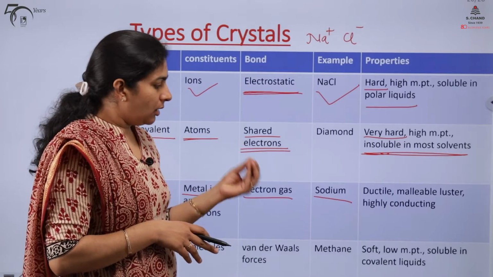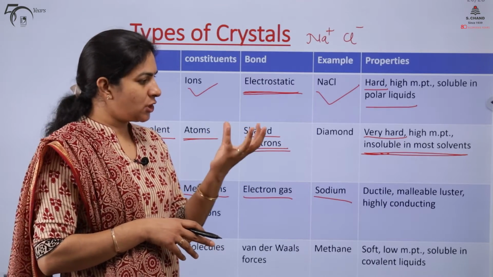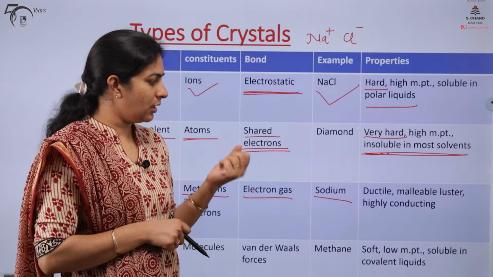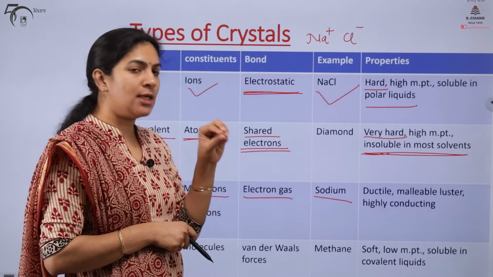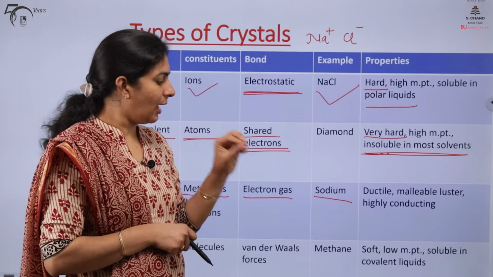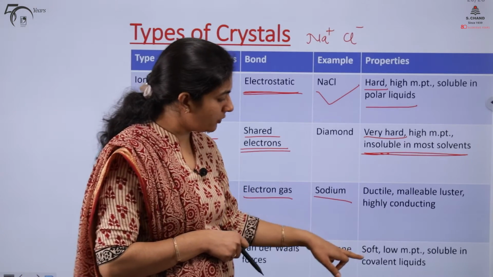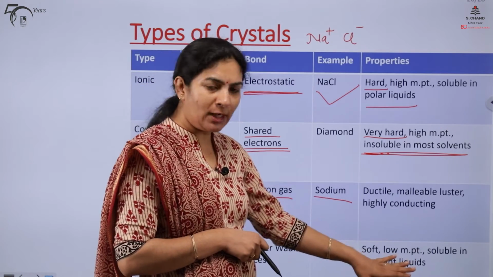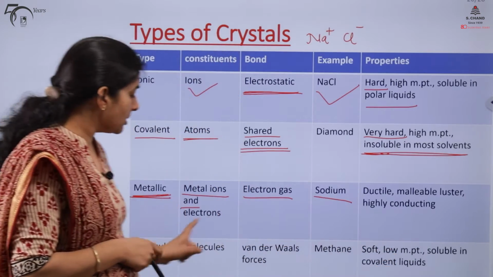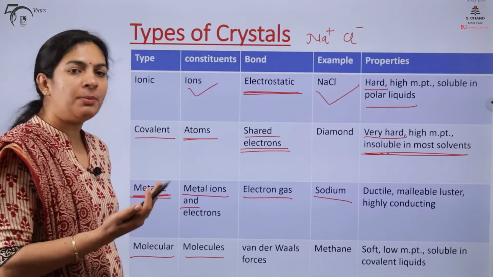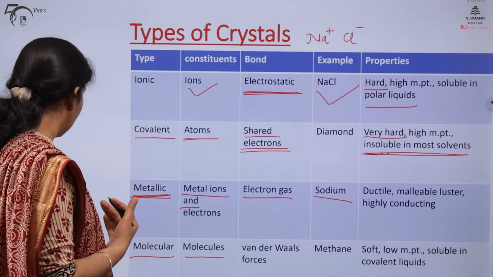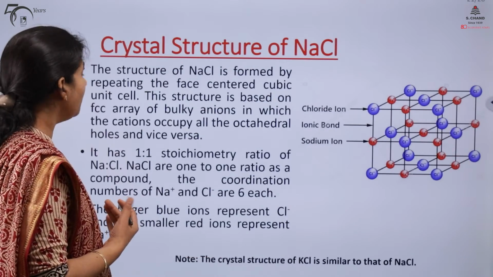So if the forces which hold these molecules together are weak, definitely the hardness of the solid will be hampered, and it is for this reason that these crystals are soft and have a low melting point. And because they are what? They are covalent in nature, therefore they will be dissolved easily in covalent solids, right?